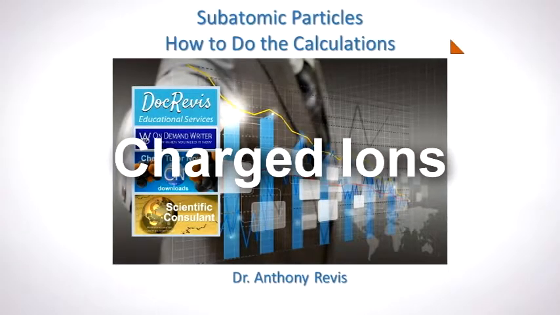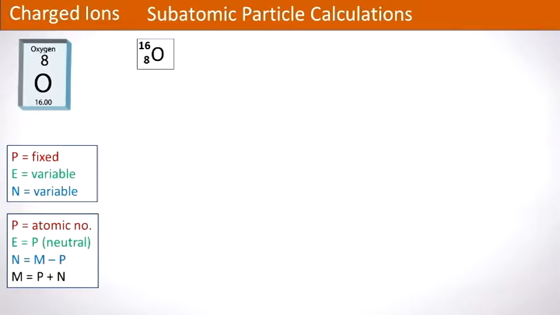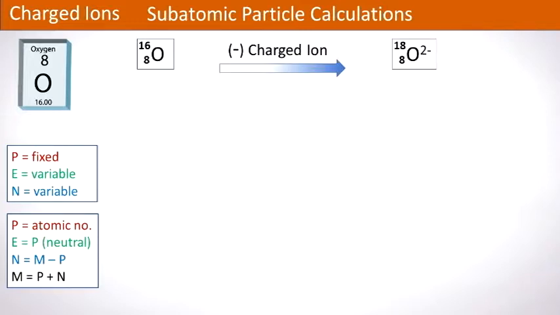Thus far, we've looked at neutral atoms, but not all atoms are neutral. Let's take an example of what happens when we have a charged ion. Let's take a look at what happens with oxygen, for example. And in this example, we're going to reduce oxygen from oxygen in its elemental state of 0 to oxygen minus 2.